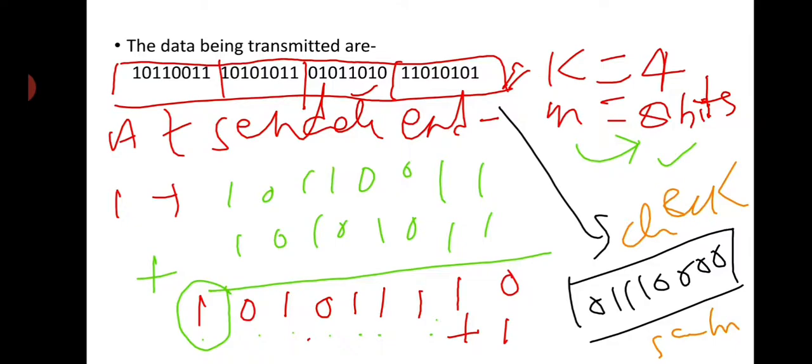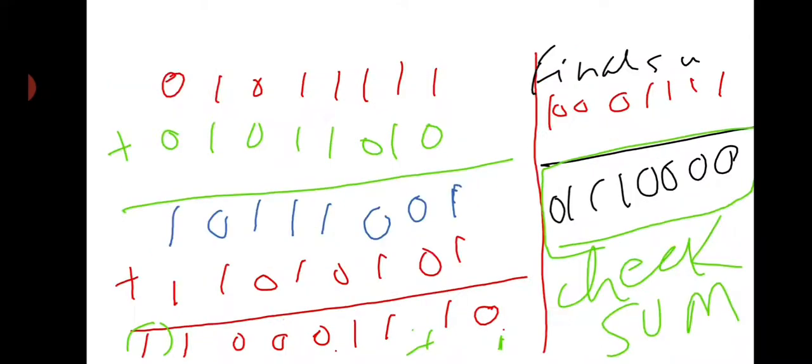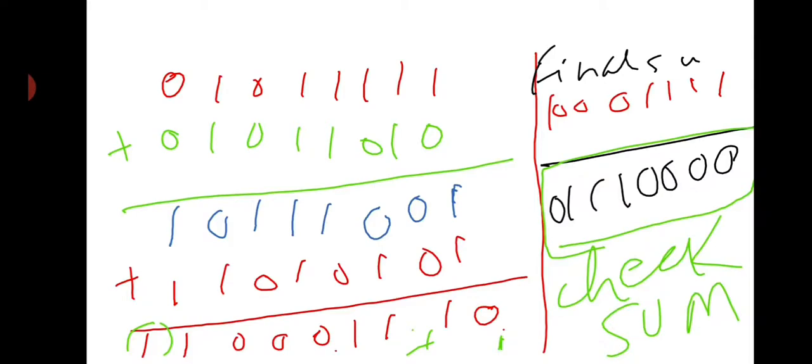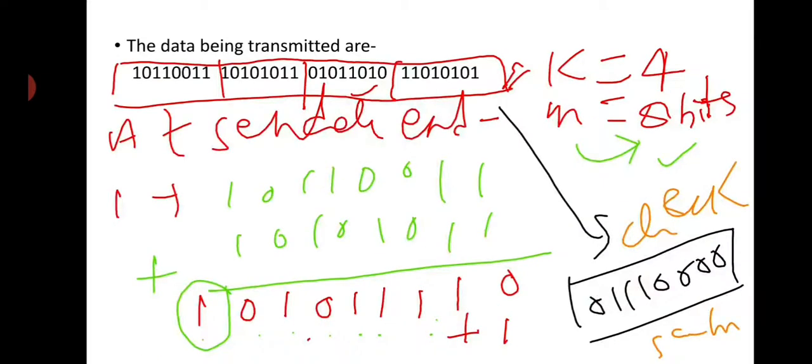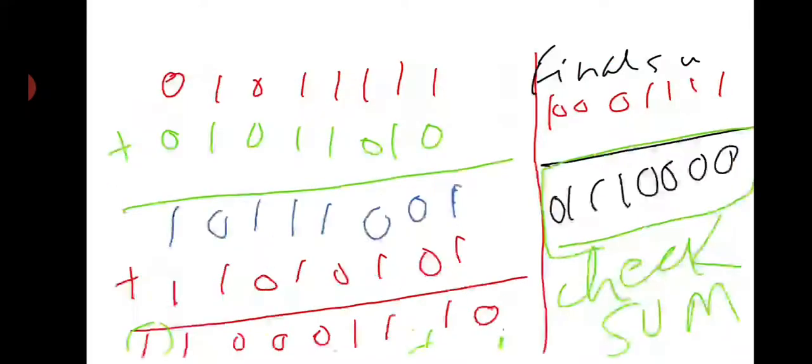Now when this data is transferred and received at the receiver end, what will be the mechanism at the receiver end? So let's see. At the receiver end, all these data units are calculated as we have calculated now. Whatever we did from step 2 to 4, all these steps are the same, and the data units are calculated, and we have to get the final sum.